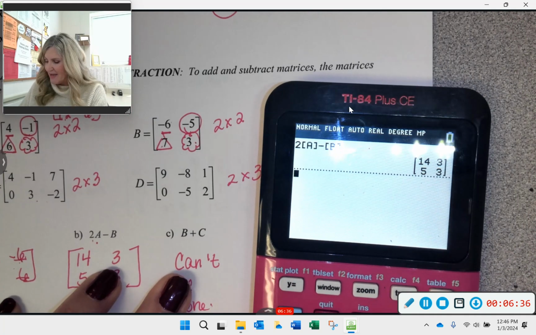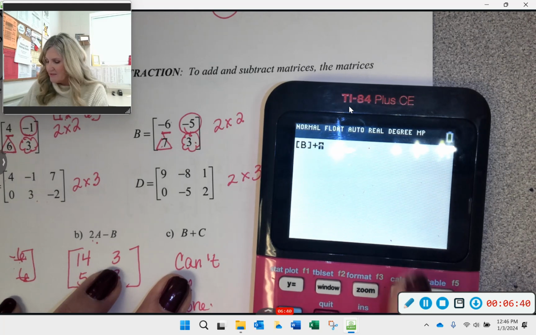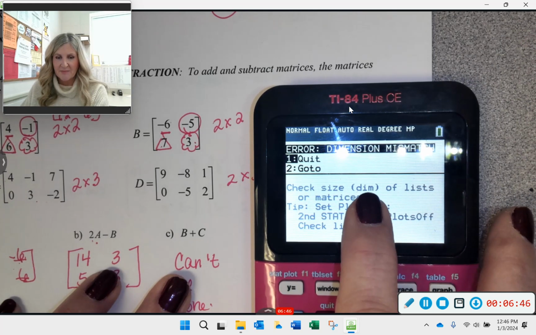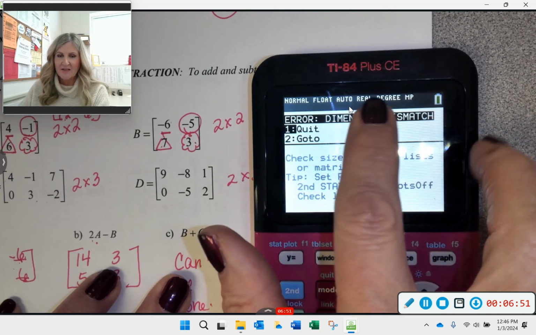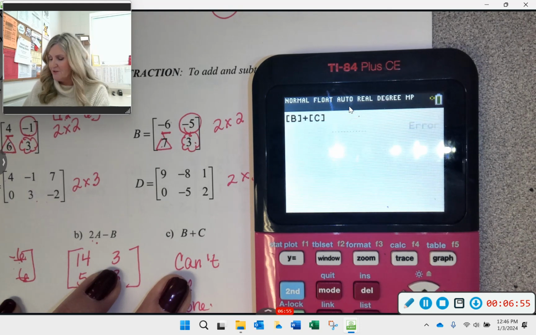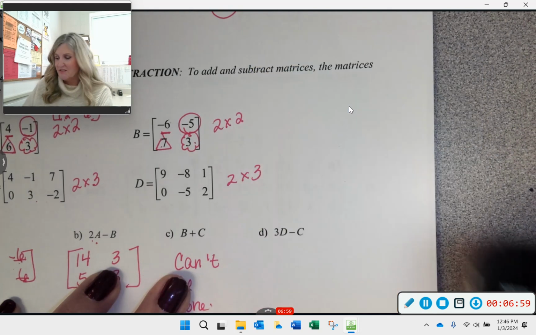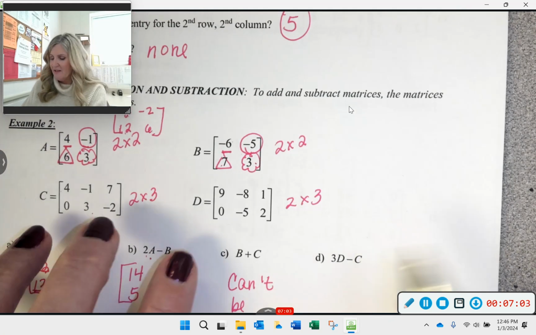I just want to show you what the calculator will do if it cannot complete the problem. So if I now go back to my names, matrix B plus matrix C, it's going to say right here, check the size or the dimensions of your list or matrices. Well, we already knew that was going to happen because our dimensions do not match. And it's going to say right there, that matrix is not the same dimensions as that one.